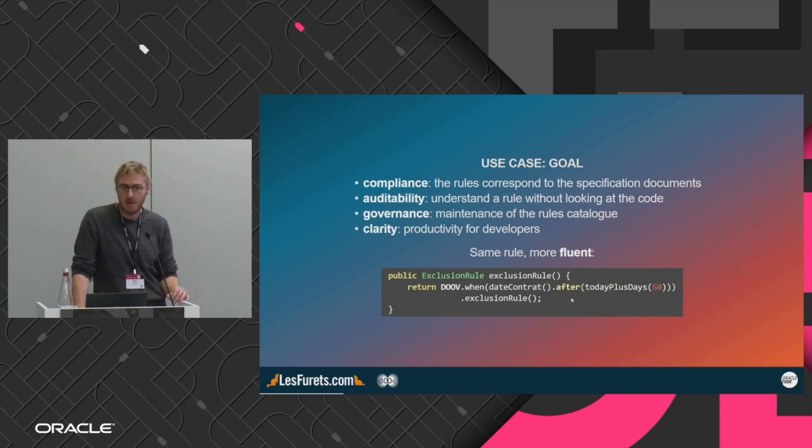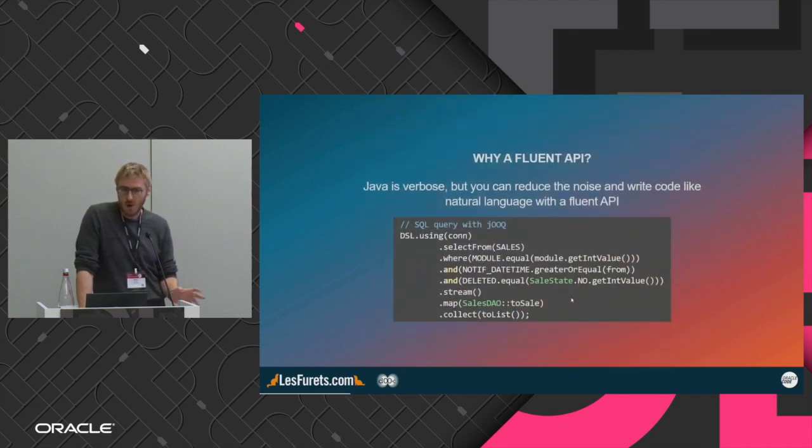So we ended up writing a Fluent DSL. Let's say the same code that we saw on the previous slide is written as: when date contract after today plus 60 days, then exclude that profile. So why a Fluent API?